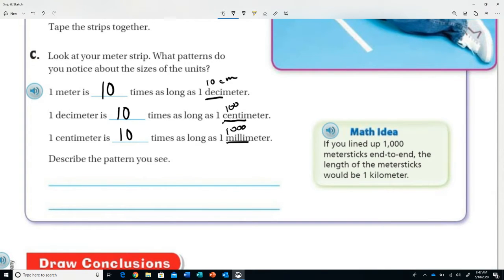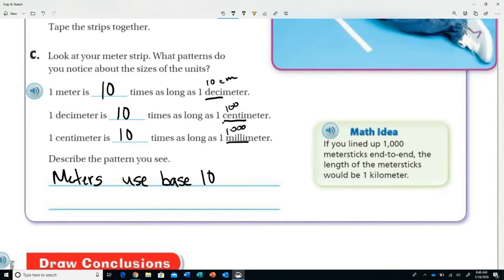So what's the pattern here? Well, the pattern is that when you look at a meter, each unit is 10 times either smaller or larger than the previous one. The metric system uses base 10. A millimeter is 10 times smaller than a centimeter. A decimeter is 10 times bigger than a centimeter. It just goes on and on. So they're always using base 10 here. You could say it goes up by 10, however you would want to do that.